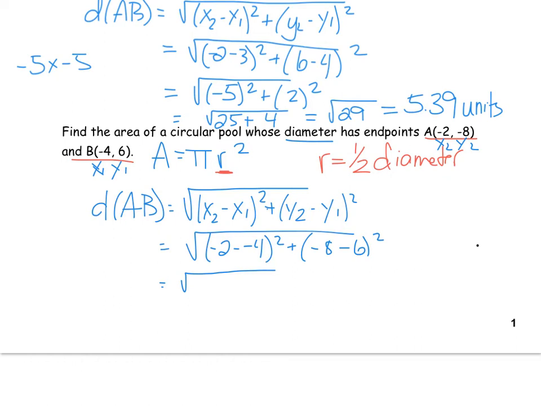I'm going to ask you to finish solving this problem. Use the order of operations. Use your calculator. So pause the video here, please. Finish the problem. And then we'll see if you got the right answer. Pause the video here, please.